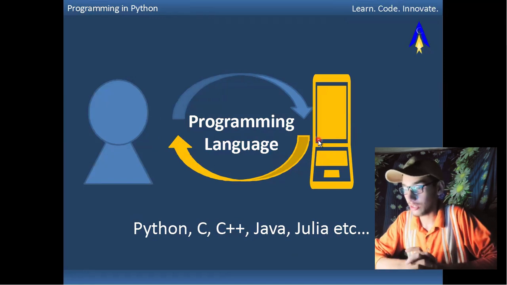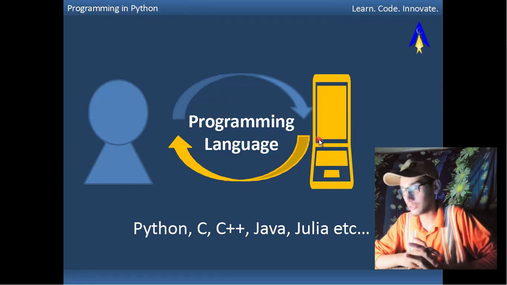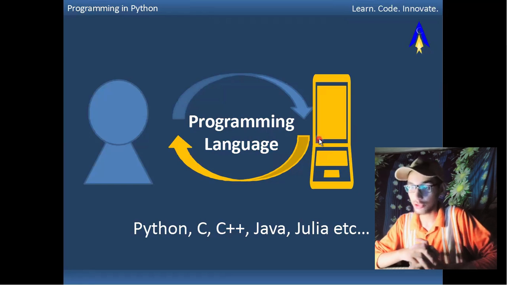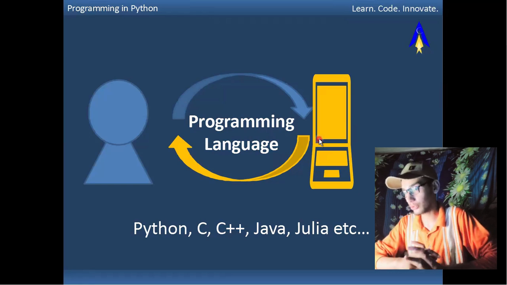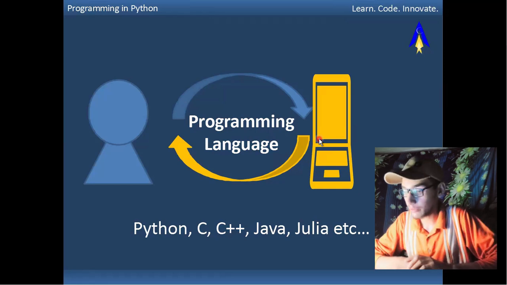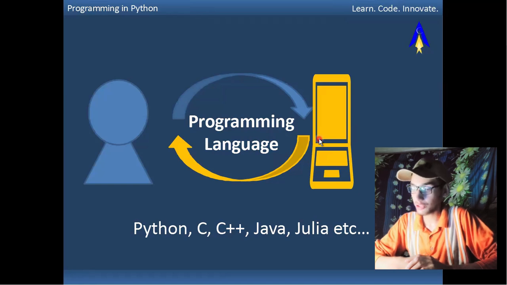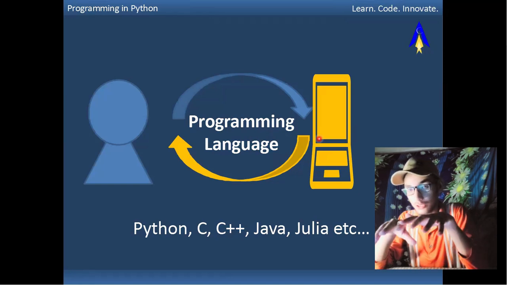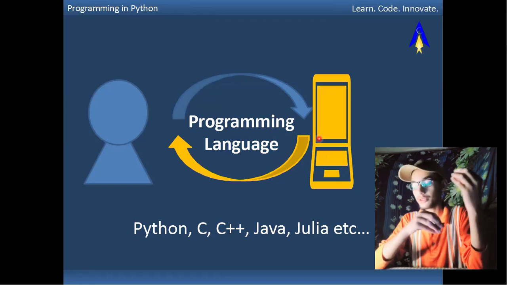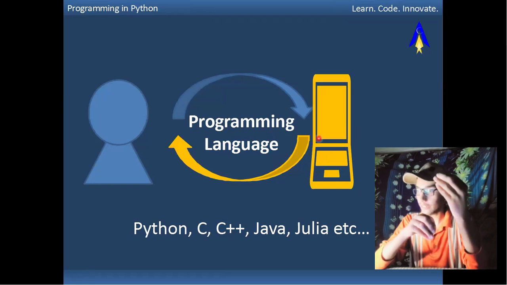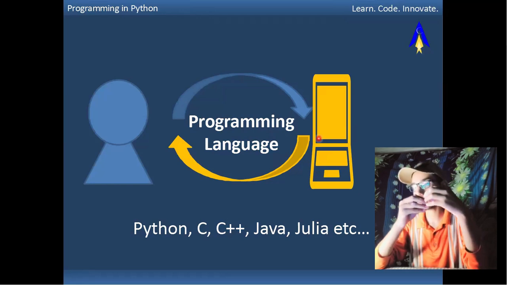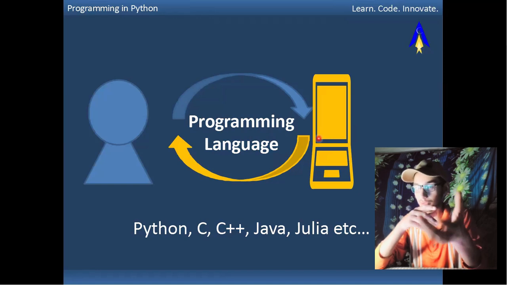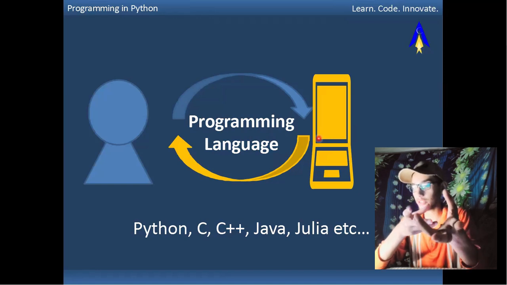By the way, we use a programming language to tell computers what to do. To write their instructions, we use a programming language. There are many programming languages: Python, C, C++, Java, Julia, and we know our course is about Python. So to sum up these two things, natural language is the language that we use to communicate with each other. And if the second person is a computer, if we have to tell the computer what to do, if we have to give instructions to the computer, we have to use a programming language.